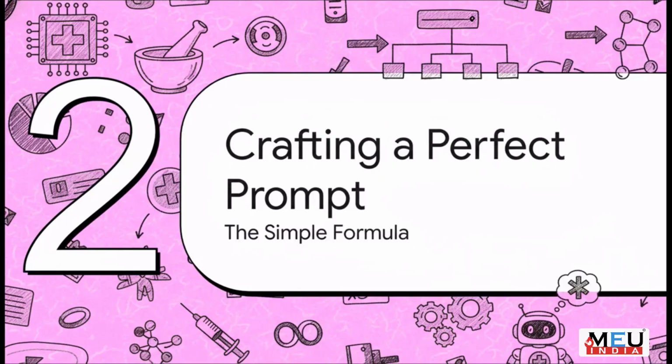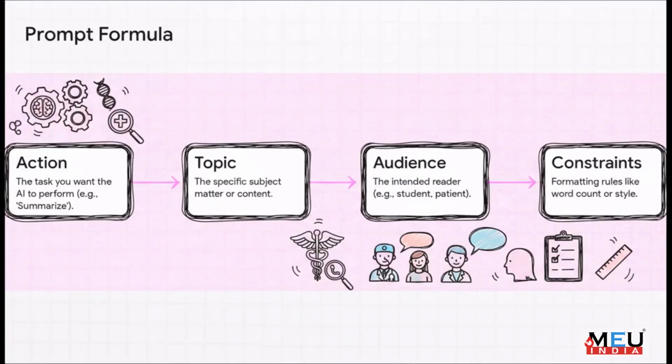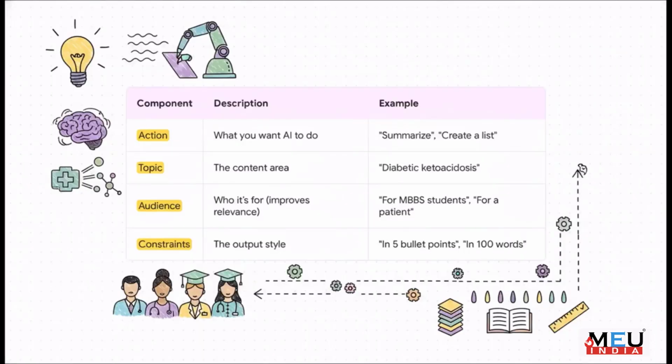All right, so how do you actually write these prescriptions so they work? Well, it turns out there's a really simple, repeatable formula. Let's break it down. You just have to remember these 4 parts: action, topic, audience, and constraints. So what you want the AI to do, what it's about, who it's for, and any rules it needs to follow. That's it.